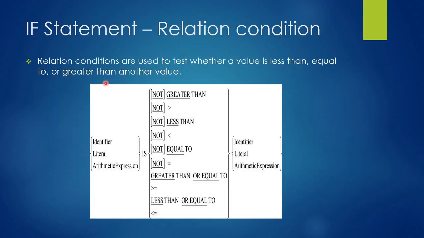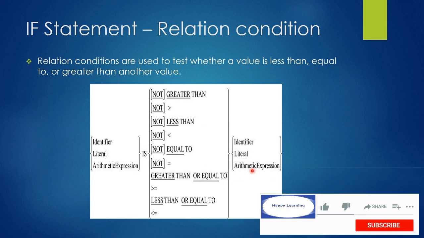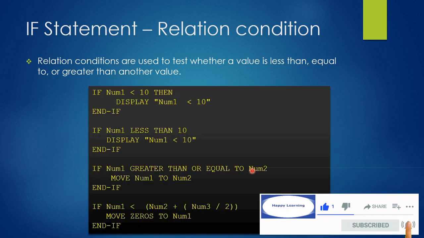A condition can be negated using the NOT keyword. After the comparative operator, you can write the second value that could be an identifier or a literal or an arithmetic expression. Now let's understand the relation condition type using some examples.